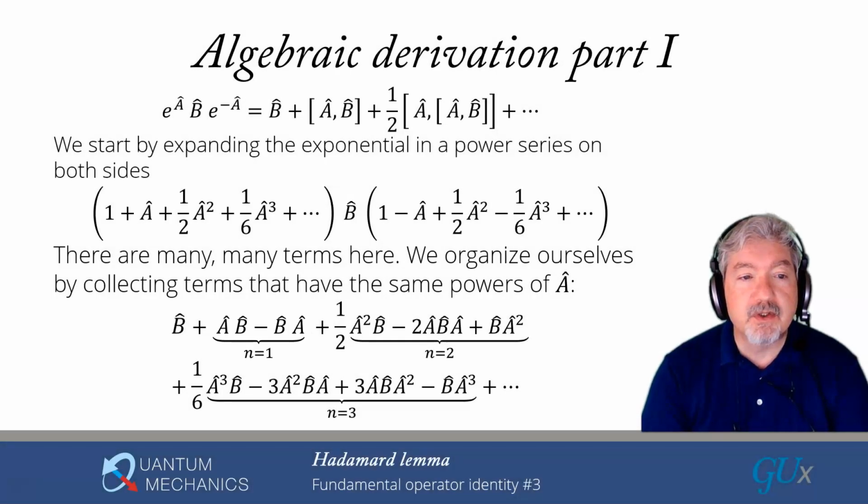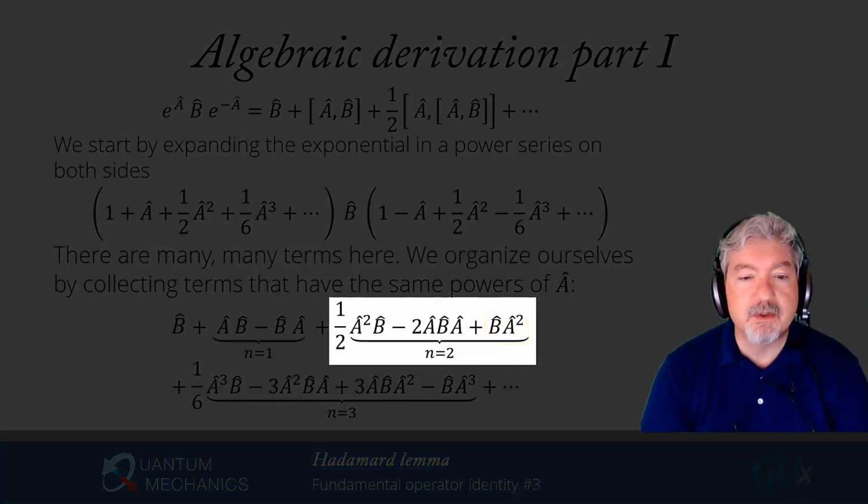Now, for the second order term, we're going to start from the left with a 1/2 A squared times the B times the 1. And then we're going to have minus A times the B times the A. I'm going to have a plus A times the B times the minus A. And that will give us a minus 2ABA when I take into account the fact that I pulled a factor of 1/2 out in the front. And then the final term takes a 1 from the left, a B in the middle, and a 1/2 A squared on the right. So that will be plus 1/2 BA squared. And that's the collection of terms that we call n equals 2.